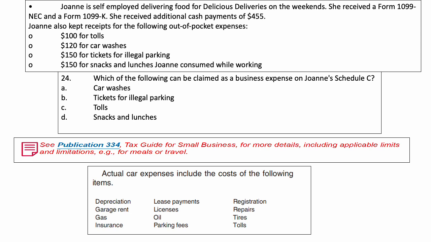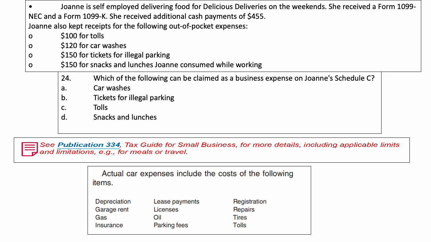Car washes has been a contentious issue with the IRS and taxpayers, and it's gone back and forth over the years. They finally came out and said, no, you can't claim car washes. Tickets for illegal parking, obviously. Tickets, if speeding, illegal parking, no, can't claim those.